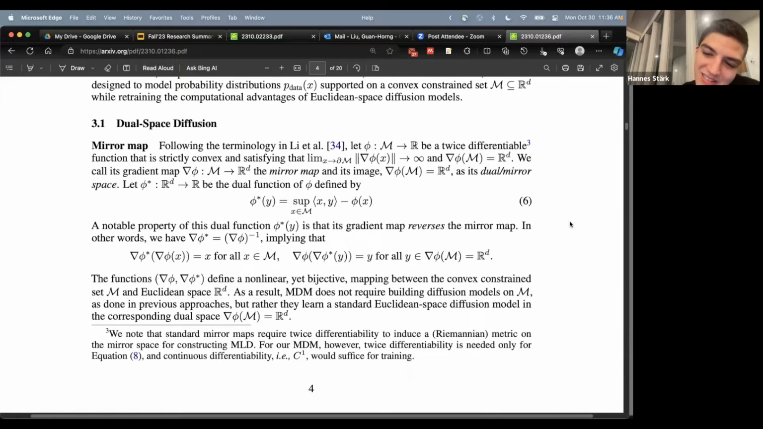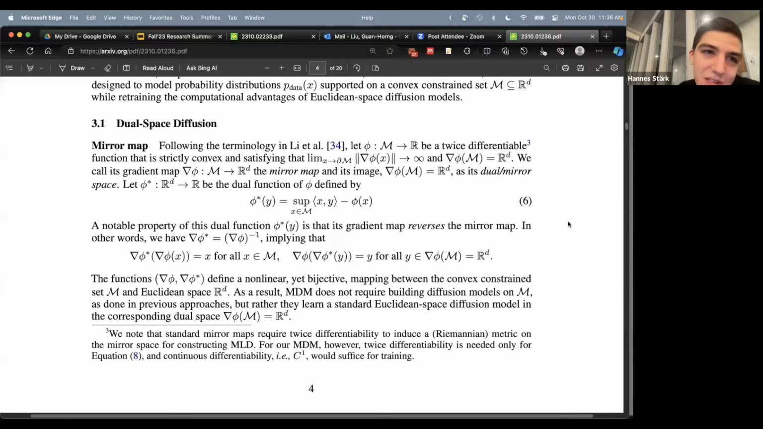Let me not get into this for normal, but if we have just 3D coordinates and these 3D coordinates lie on some low energy manifold, then this wouldn't be convex. But right now we have this dual map. We have our mirror map, and we have the dual of the mirror map.